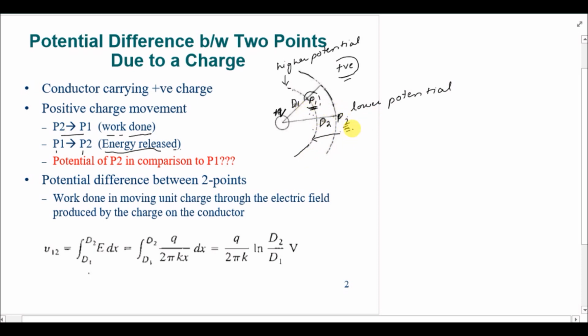So what is the potential difference? It is actually the work done in moving a unit charge through an electric field that is being produced by a charge on a conductor. So in order to calculate that work done or the potential difference between these 2 points, you have to integrate the electric field intensity over the radial path between the two equipotential surfaces.